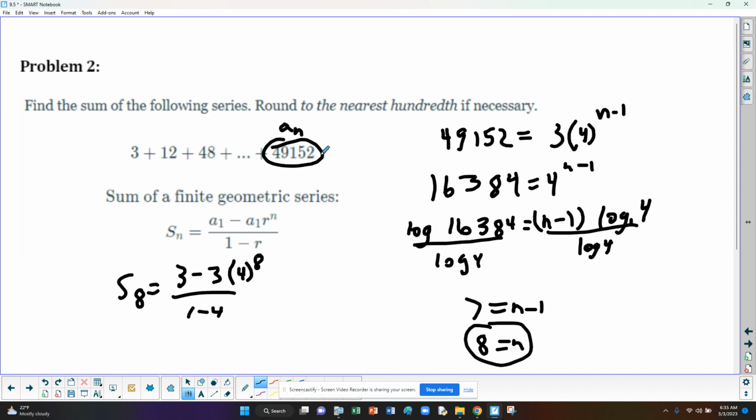Another way you could do it is you could just take 48, and you could multiply by 4 and figure out that's 192, then multiply by 4 again, and continue, because usually there's not going to be too many terms, so you could just kind of multiply out to figure out the number of terms. Otherwise, you could use logs.